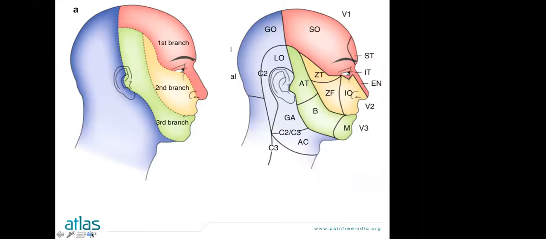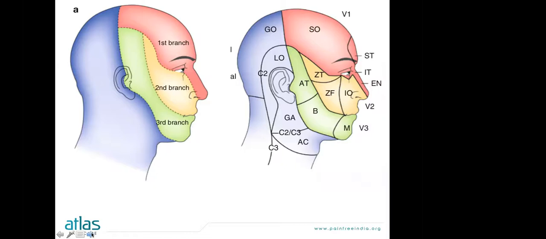And if you look at the second branch, you have the infraorbital, you have the ZF, which is the zygomaticofacial, the ZT, which is the zygomaticotemporal. And if you look at the third branch on the right side, the AT is the auriculotemporal, the B is the buccal, the M is the mental. So these are the three main divisions of the trigeminal nerve. It is possible to block these nerves individually.